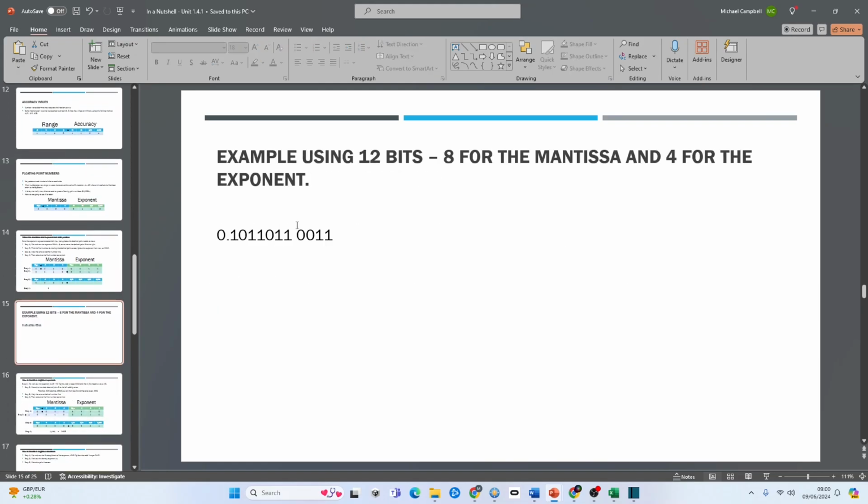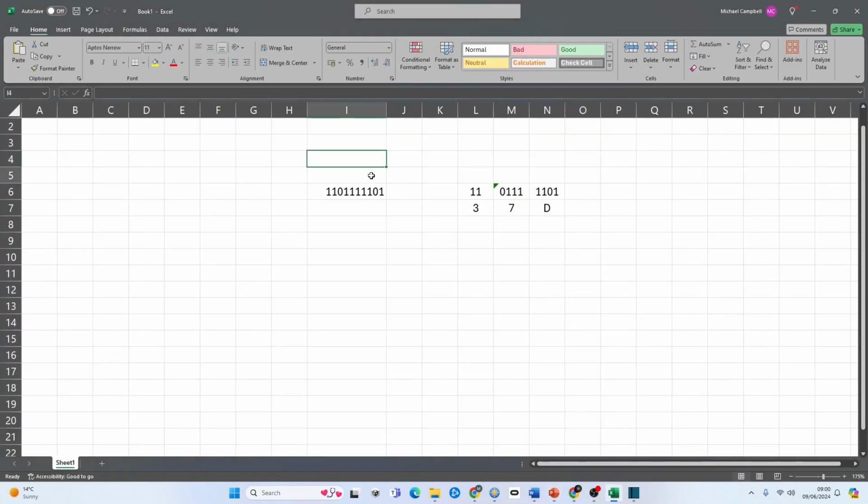So let's go here. For example, using 12 bits, 8 for the mantissa. This is the actual number, and this is the exponent, how much we're going to move the decimal place. In fact, I'm going to copy this into Excel and show you it a bit better, because I think I'll do a better job. These numbers are linked, but what I mean is, once you work out the exponent, this bit is dead.